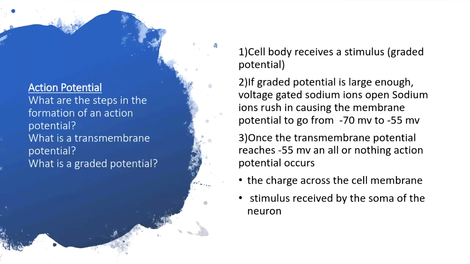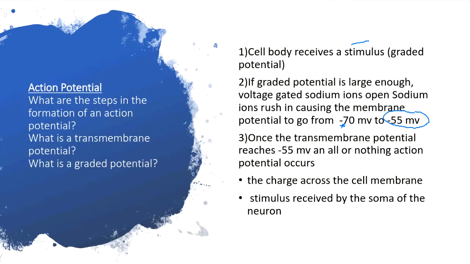What are the steps in the formation of an action potential? First, the cell receives a stimulus in the dendrites, in the preganglionic or presynaptic cell. Now, if this graded stimulus is big enough, it causes voltage-gated sodium channels to open. Sodium rushes into the axon, and that creates the action potential. So if the graded potential is big enough to take the voltage from -70, which is our resting potential, to the all-or-nothing threshold of negative 55, this will cause the action potential. There is no going back. Once it hits this negative 55 mark, the muscle will contract.